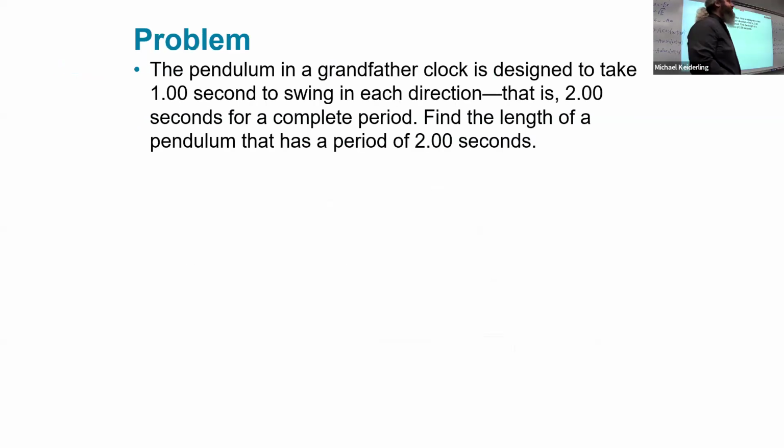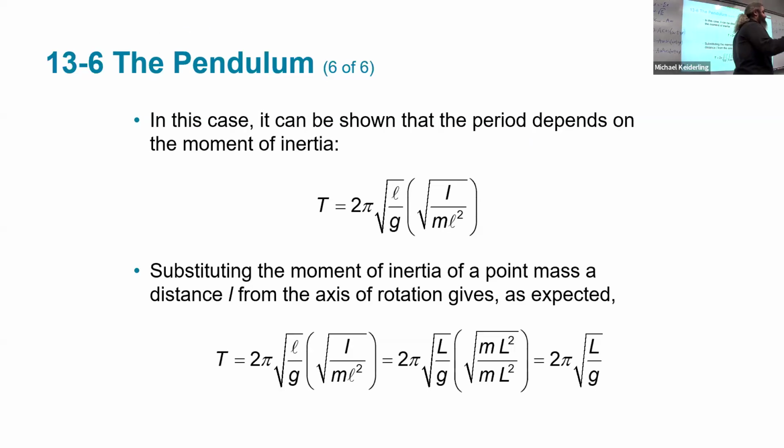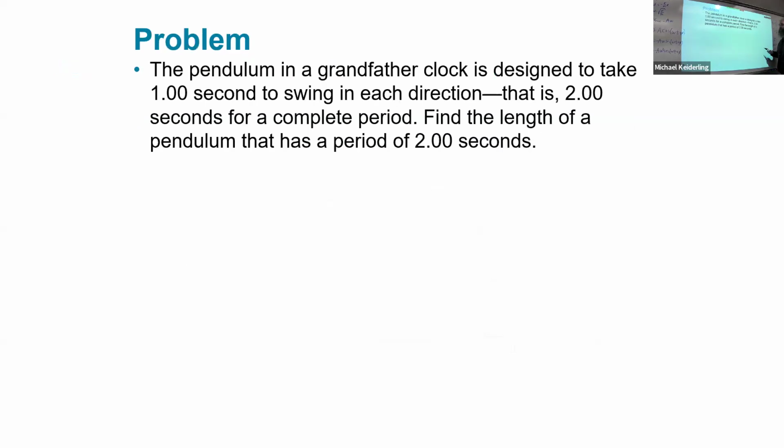And so for a clock, the pendulum is designed to have a period of some fixed time. Like a pendulum in a grandfather clock is designed to take 1 second to swing in each direction. So the period is 2 seconds. And so you can find the length of a pendulum that has a period of 2 seconds.